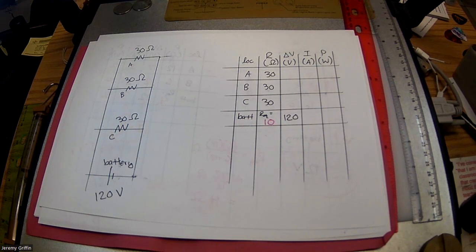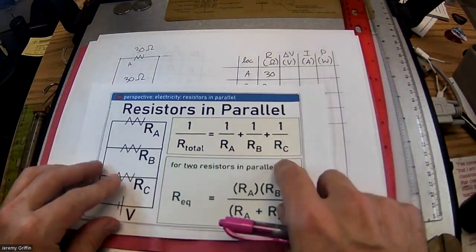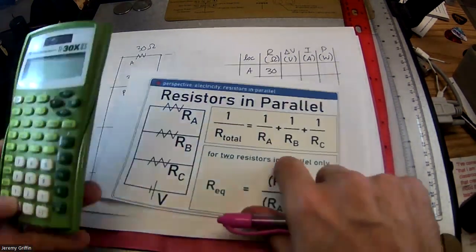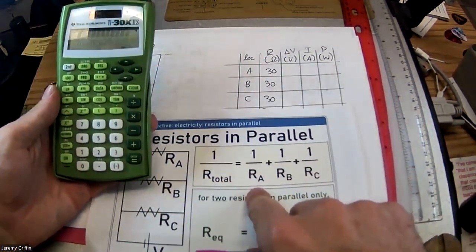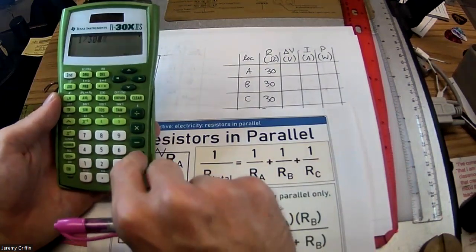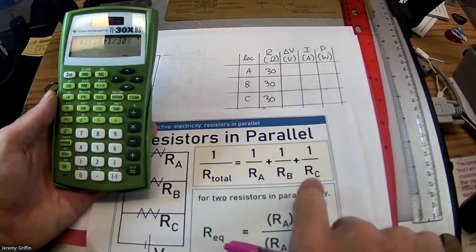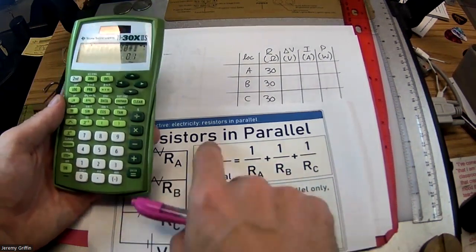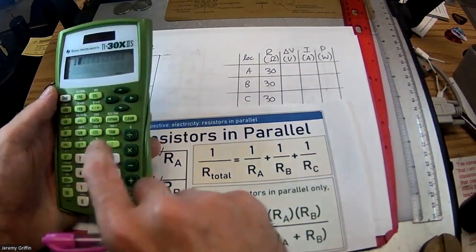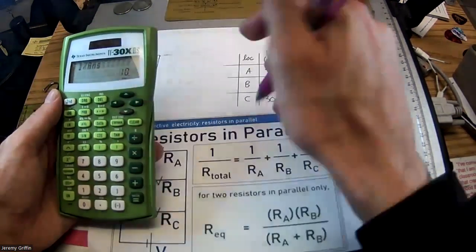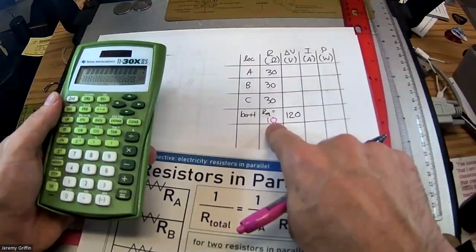Or you can use this reciprocal method. I'll go ahead and just type this in my calculator. I could go 1/30 plus 1/30 plus 1/30. Now that's not going to be the answer yet. I still have to take the reciprocal of that, don't I? So 1 over that answer is, and that is 10 ohms, but that's what Bella said anyway.